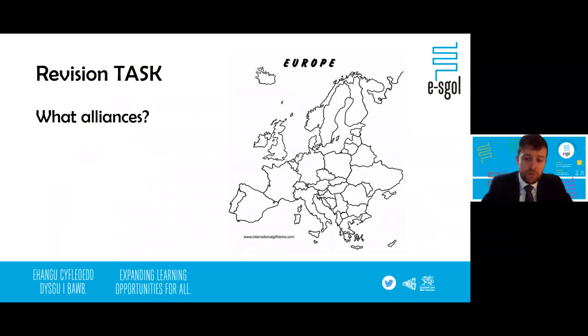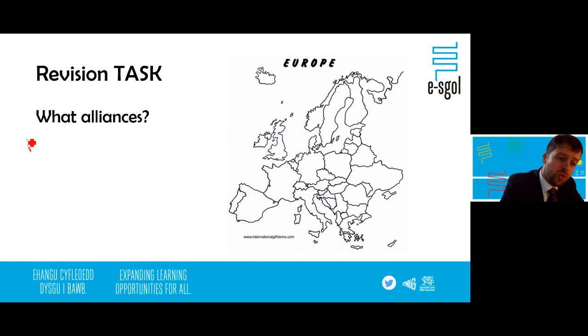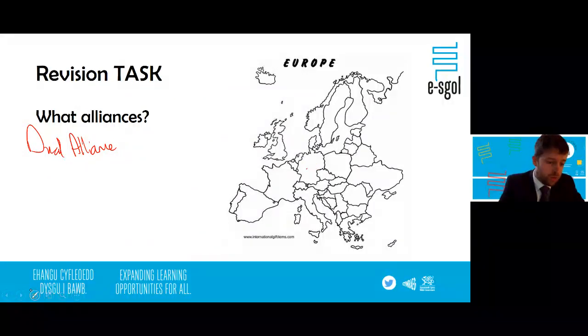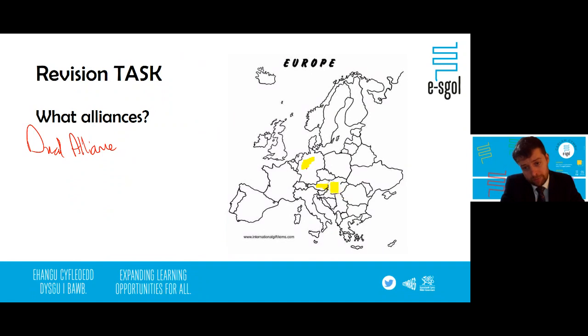You also had some specific alliances as well. You had the Dual Alliance. Now, the Dual Alliance was between Germany, and I'll start to highlight so then we can see Germany and Austro-Hungary, what's left of it today, this area of land here. And this Dual Alliance was those countries promising to work together in the face of particularly French opposition.